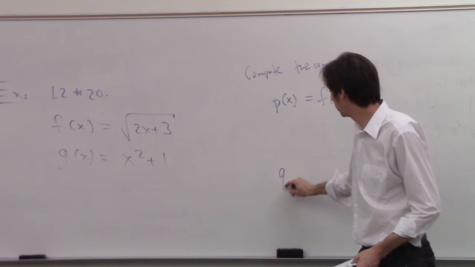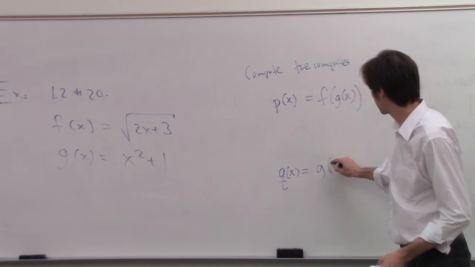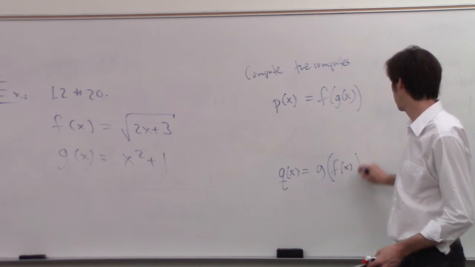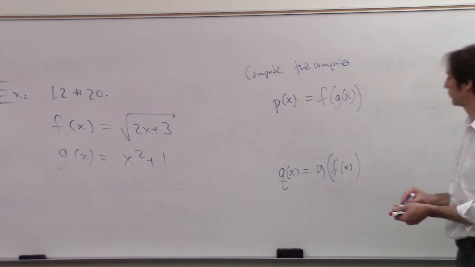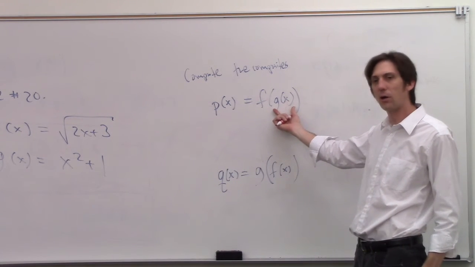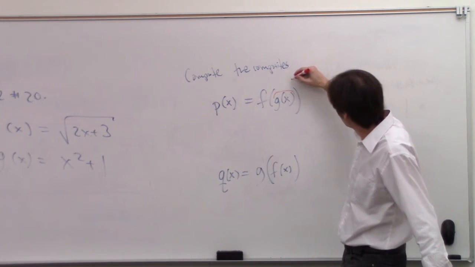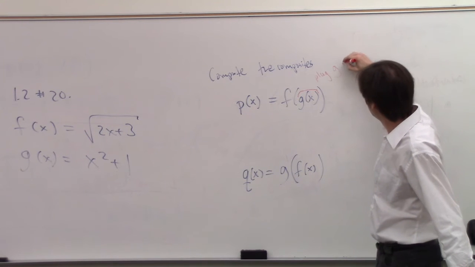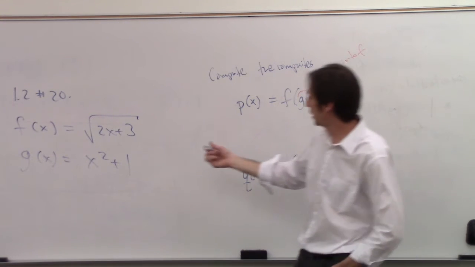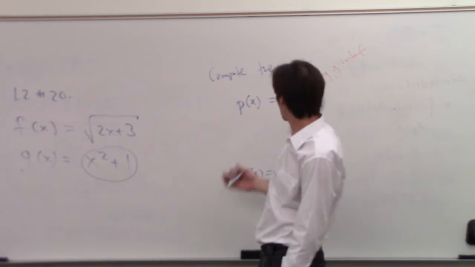And then, in a moment, I will also compute the function q of x, which is just the composition in the other order. In other words, it's g of f of x. Starting with p of x here, and working from the inside out, I have to do the function g first. In other words, up here I plug the function g into f. So I take my function g, the x squared plus 1 function, and I plug it into f.